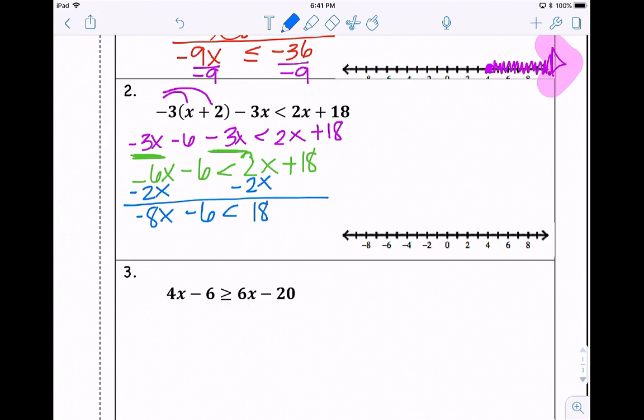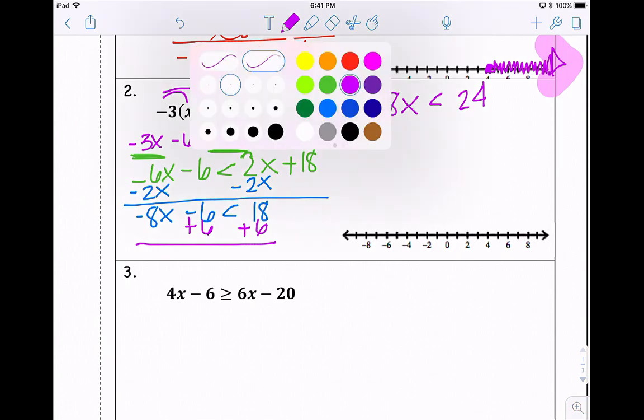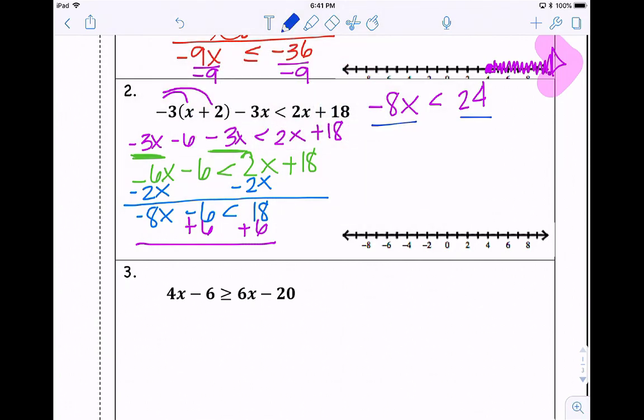At this point, now I move my constants to the other side. So I need to move my constant the other way. So I have a -6 that I need to add to get it to the other side. All right, so when I do that, I get -8x is less than 18 plus 6 is 24. My last step is to divide by the coefficient. I need x by itself, so to get the -8 off the x, I'm going to have to divide. So I'm going to divide on both sides by -8.